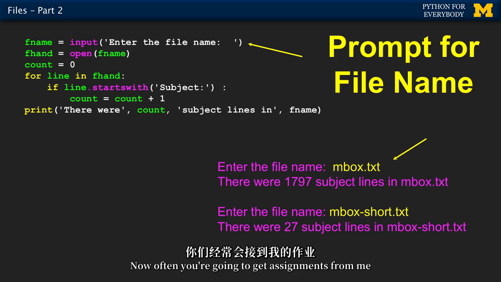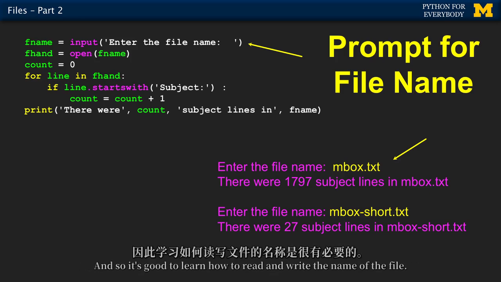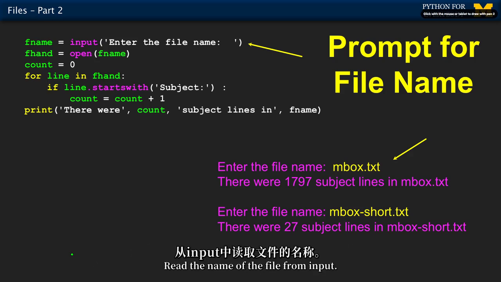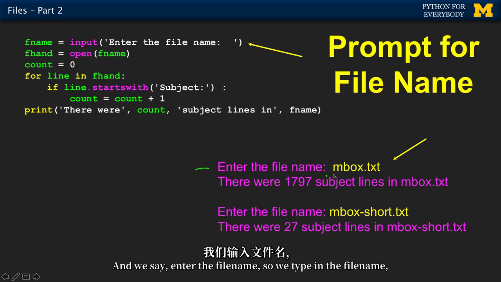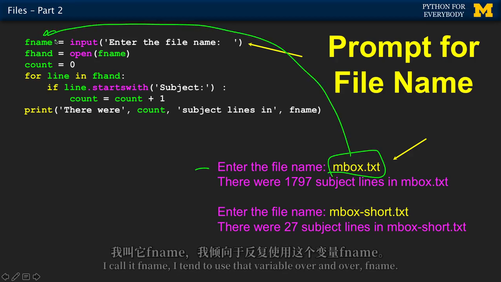Now, often you're going to get assignments from me where you have to do it for the long mailbox and then the short mailbox. And so it's good to learn how to read the name of the file from input. So we just use input. And we say enter the file name, so you type in the file name. That, of course, is a string that goes into this thing. I call it fname. I tend to use that variable over and over, fname.